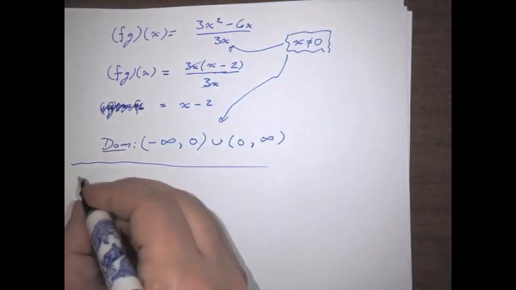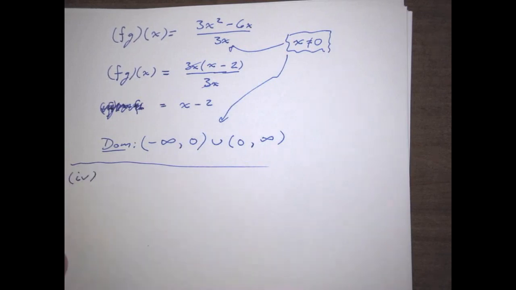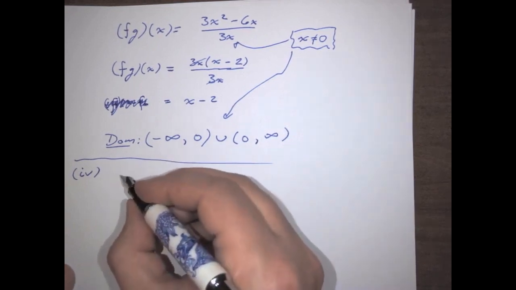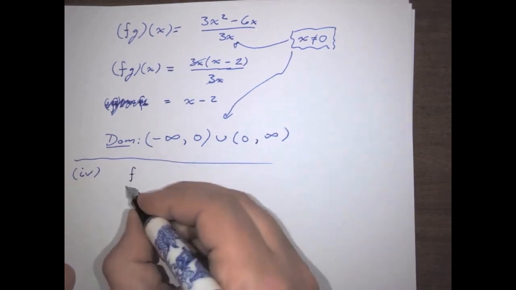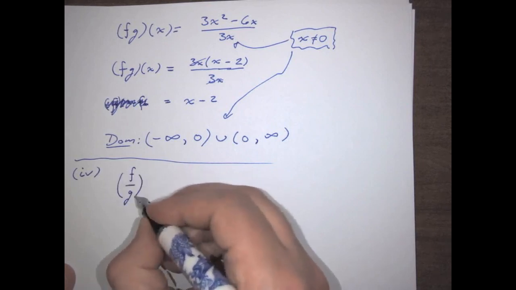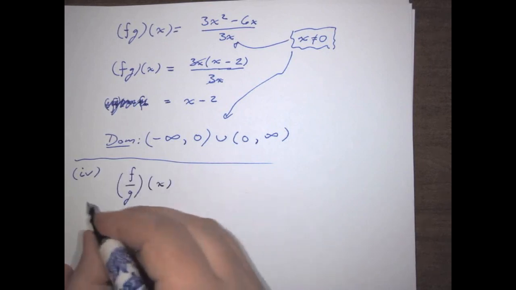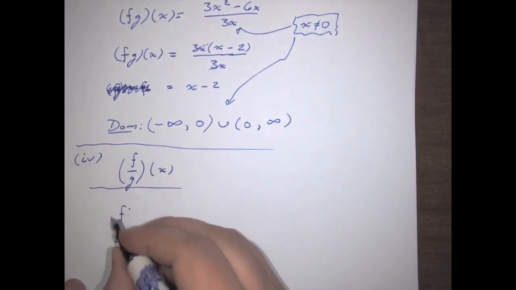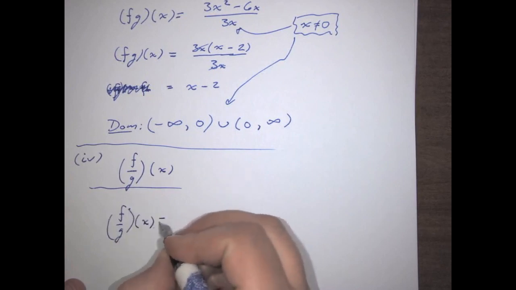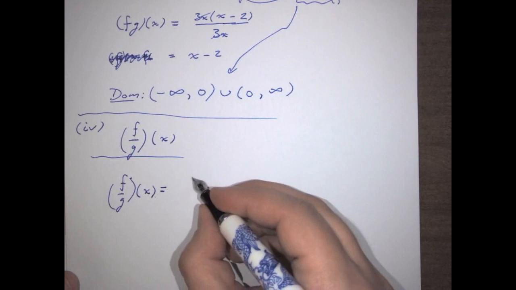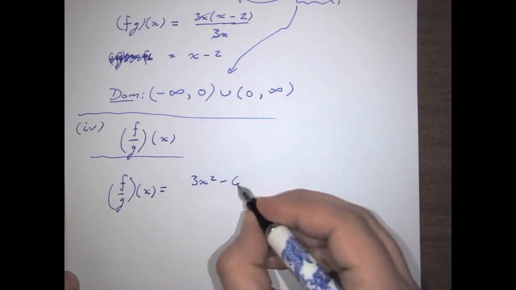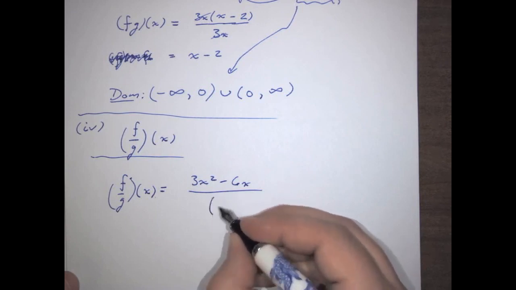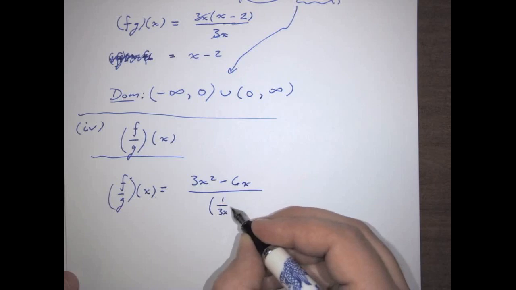Now we divide them, and so what we're going to get is this: f over g of x. So this is going to be equal to f of x, which is 3x squared minus 6x, divided by all of g, which is 1 over 3x.